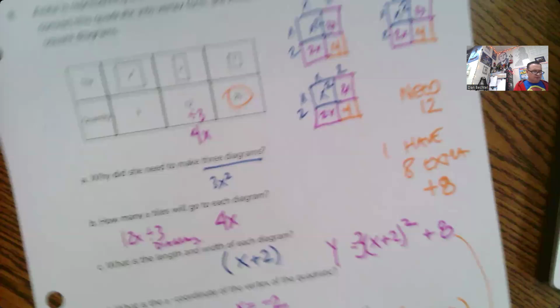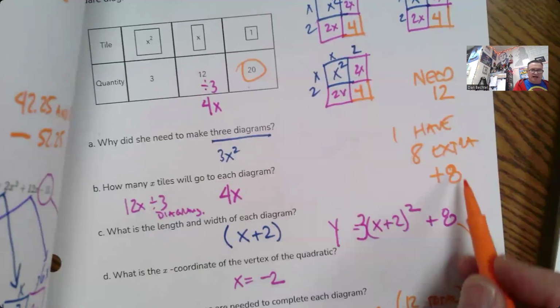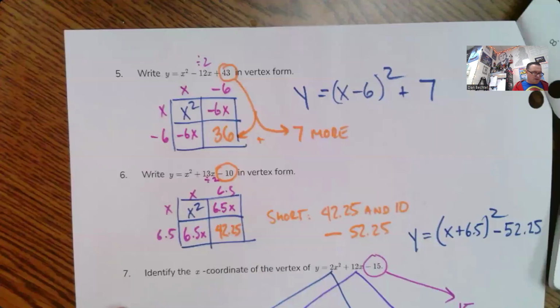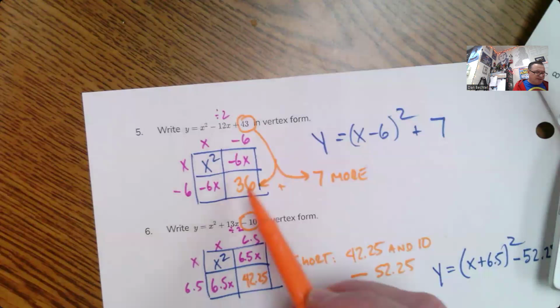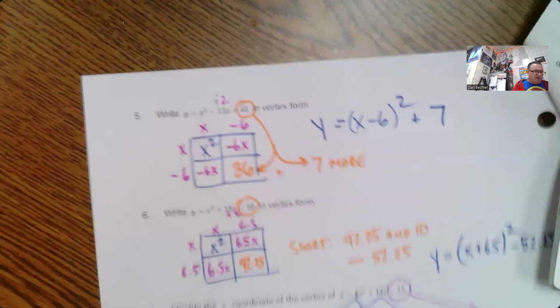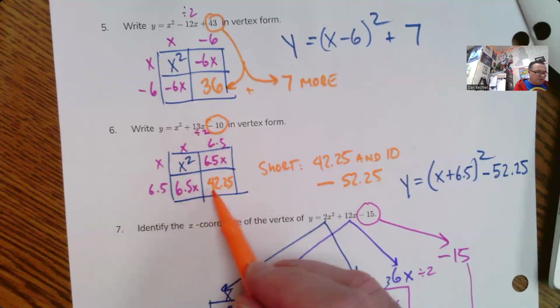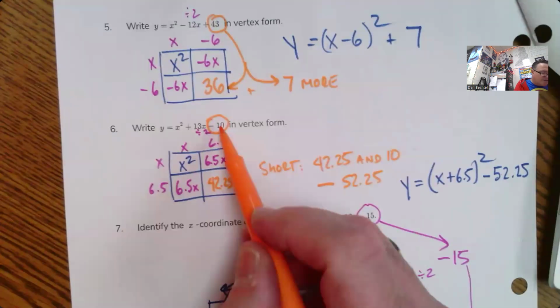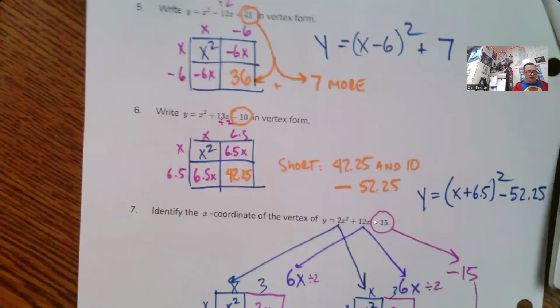Let's think about what we were doing with that. So here we had 20, we needed 12. So I subtracted those two and I got 8 was my extra. Okay. Looking here, I had 43, I needed 36. So 43 minus 36 gave me 7. I had negative 10, I needed 42.25. So I took that number and I subtracted 42.25, which gives me that negative. Okay, so if I take the number I have and I subtract the number I need, that should tell me what I am going to actually need.